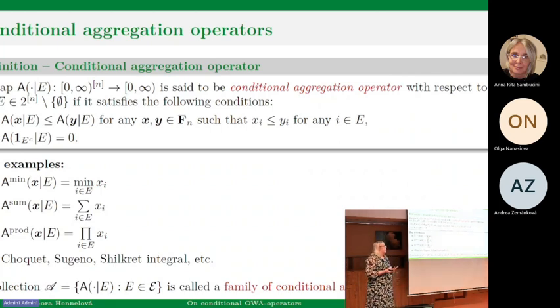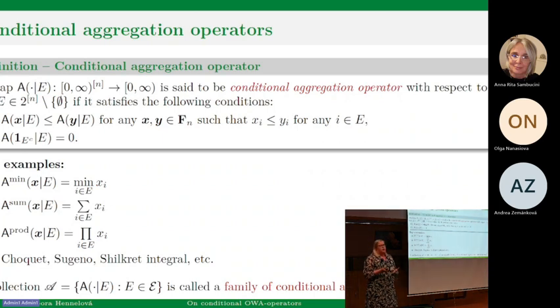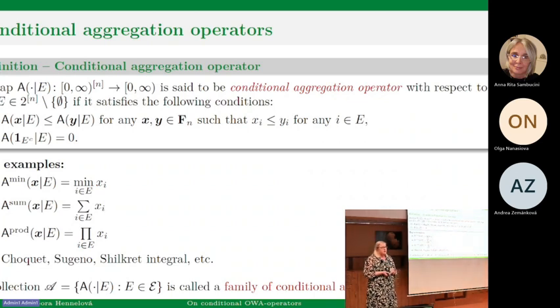The second is if we have zero values outside of the conditional set, any added information will not change the value of the conditional aggregation operator. There are some basic examples, for example, minimum, sum, product, or several fuzzy integrals like Choquet, Sugeno, Shilkret, and many others. A collection A is called a family of conditional aggregation operators on epsilon.